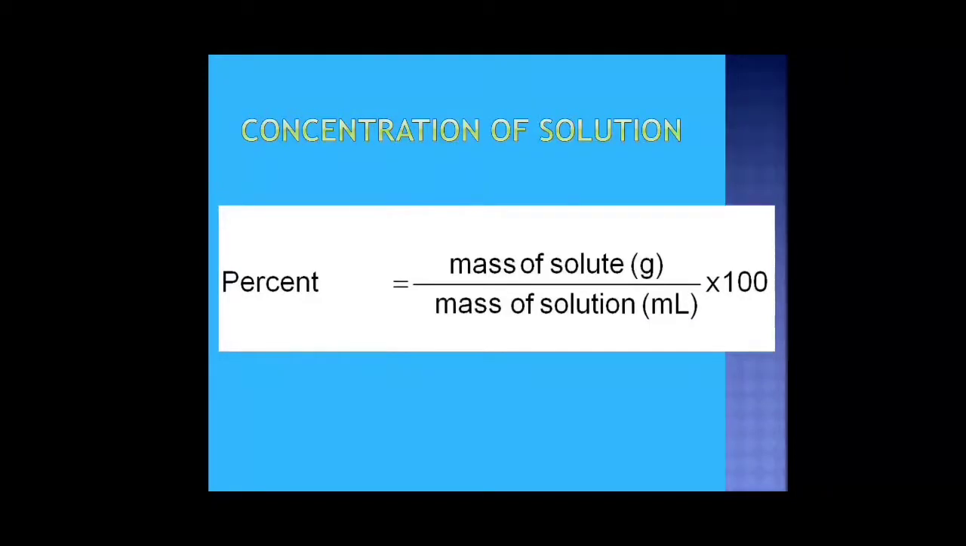Next we have concentration of solution. So what is the percentage concentration of a solution? The percentage concentration of the solution is the mass of the solute upon the mass of the solution into 100. So how do we find out percentage? We have to find out the concentration here. Concentration depends on how much solute is present. So mass of solute upon mass of solution into 100 will give you the concentration percentage.